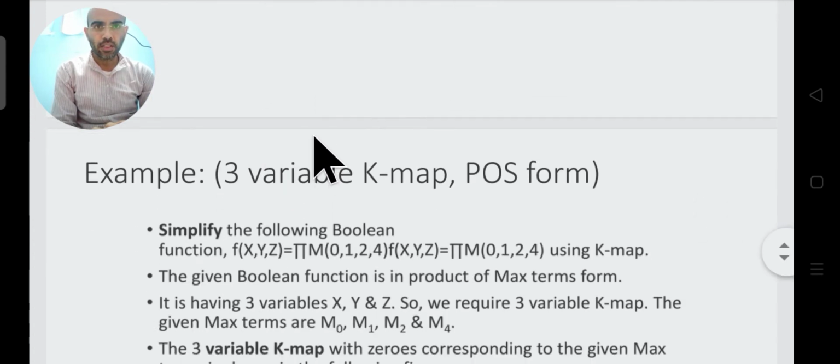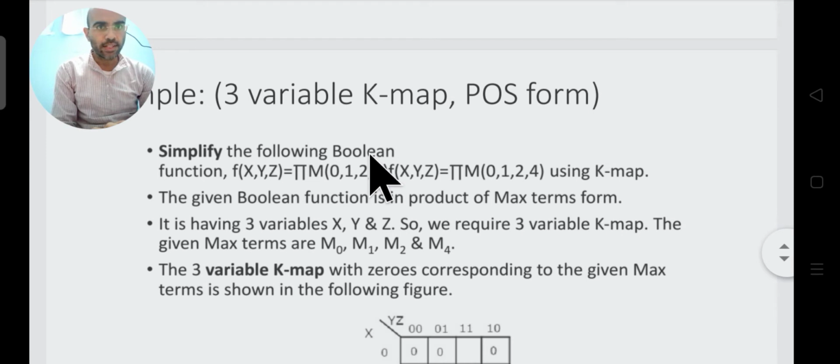So continuing from the last part, now let us see the other type of problem. This problem is a 3 variable K-map problem, but in the POS form. The previous problem which we have seen was in the SOP form. This problem we will see in the POS, the product of sum form.